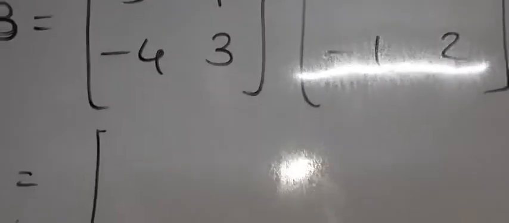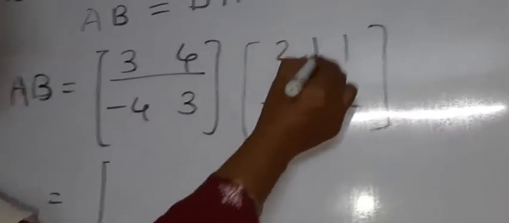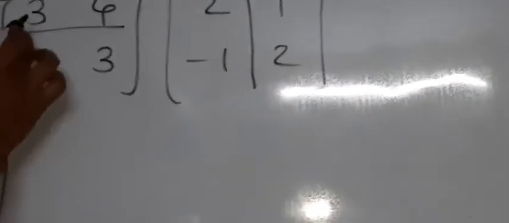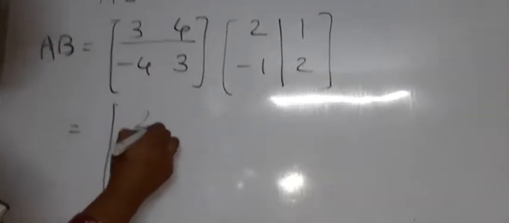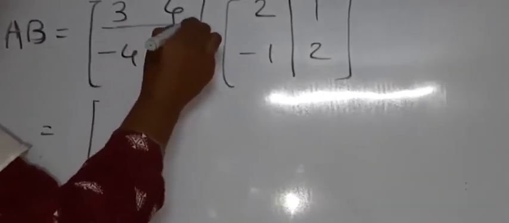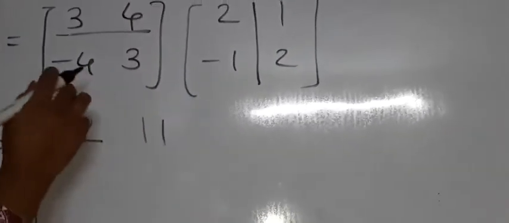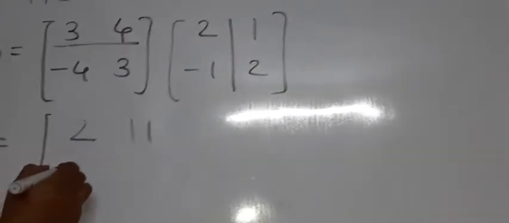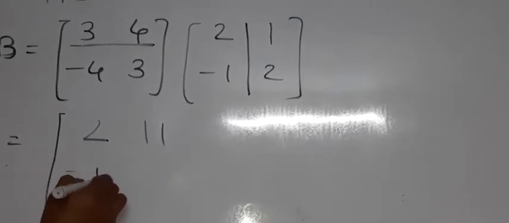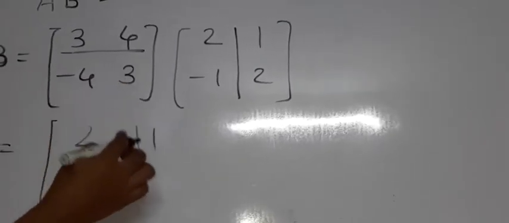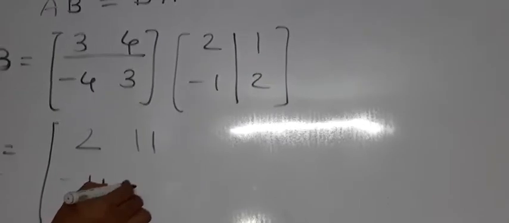Now we take the product. First row is multiplied to this column. What we get? 3 into 2, 6. 6 minus 4, 2. Next, 3 plus 8, 11. Minus 4, minus 8, minus 3, minus 11. Minus 4 plus 6, 2.